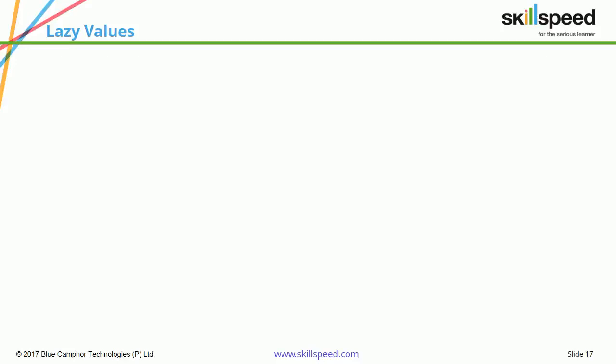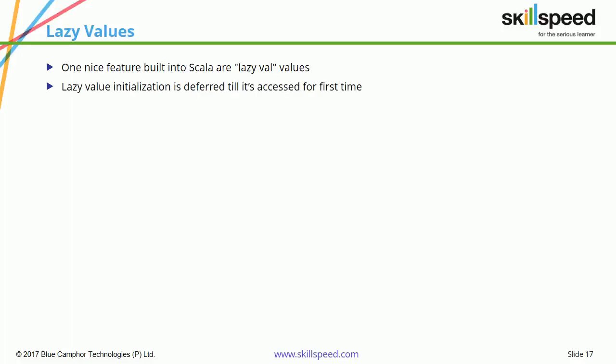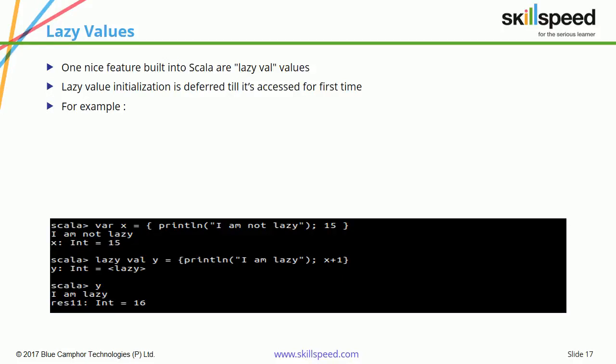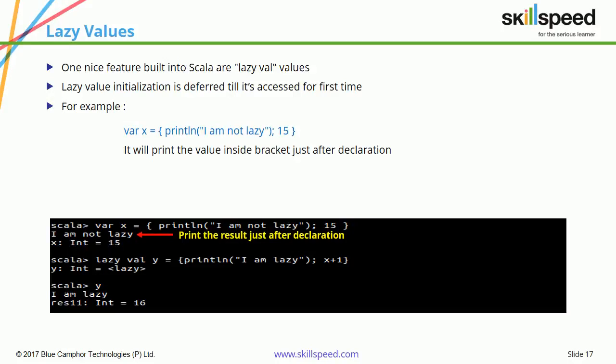Now another important principle in the Scala language is called lazy values. Lazy values help us to delay the initialization of a variable until it is accessed for the first time. For example, in the example that I'm typing here, I'm declaring a variable called x, var x, and then I have a block expression with a print statement, I am not lazy, and then 15. When I hit enter, since it is a block expression, it prints I am not lazy, and x as an integer.